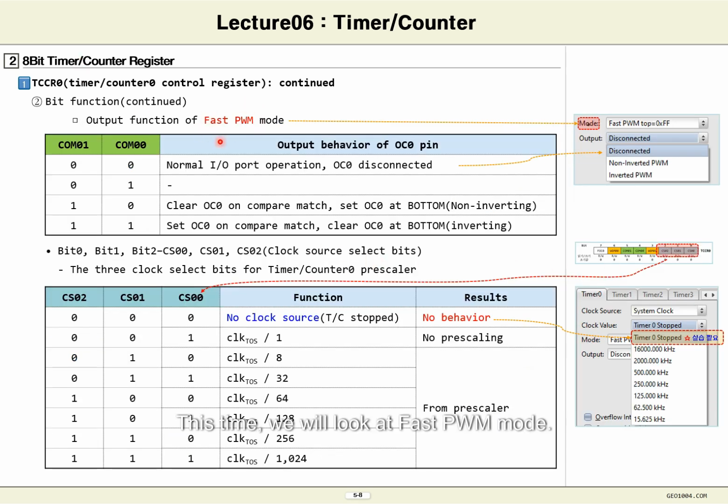This time, we will look at fast PWM mode. Fast PWM mode determines the output depending on how COM01 and COM00 are set. When you set the WGM mode by the yellow bits, the waveform generation mode. As you can see, when it is 00, OC0 is also blocked as a normal I/O port. It means there is no connection. As you can see, in the case of 10 and 11, clearing occurs when it matches OC0 in the compare match. At bottom, OC0 is set, so it becomes non-inverting. The opposite of this action is inverting.